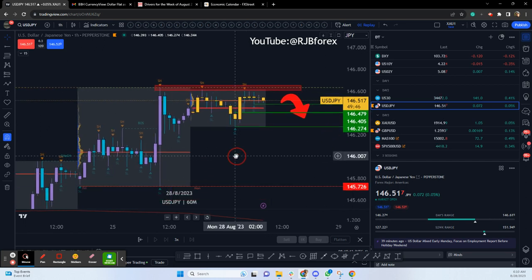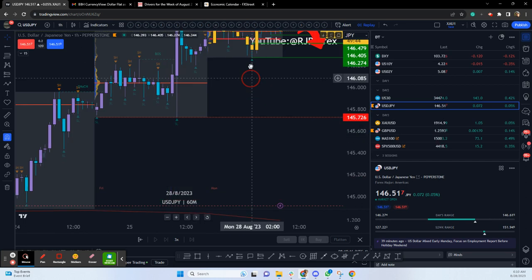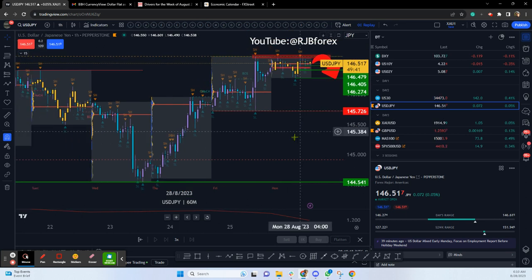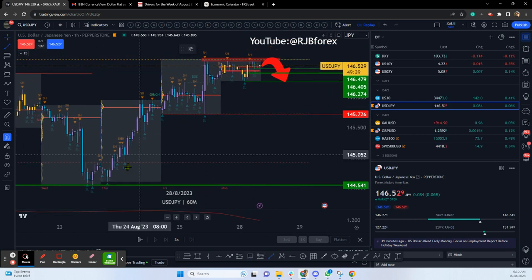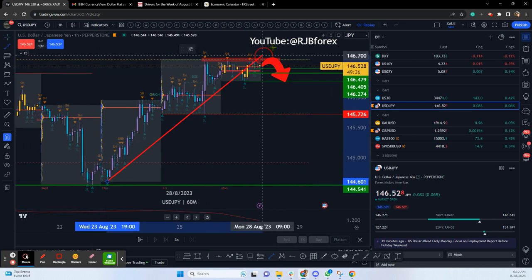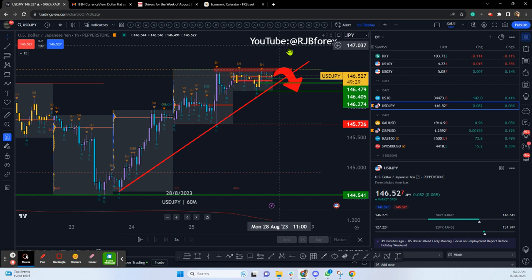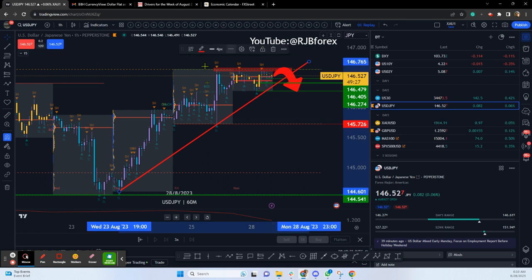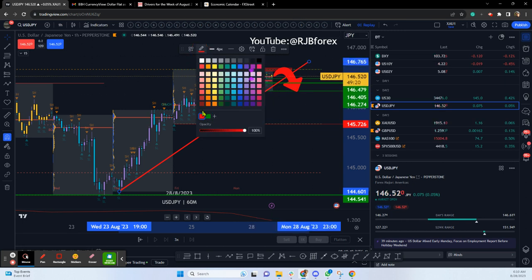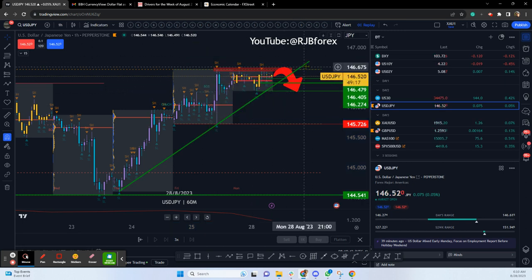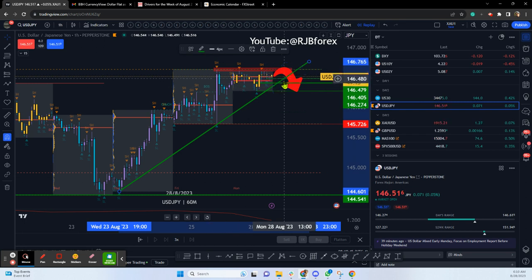So that's our outlook for the dollar yen. Just drawing the trend line as well. So it's still on a bullish path until we can get below 146.47.9. Once we get below there, we're going to be in a broken down market and we're looking for opportunities to sell high.